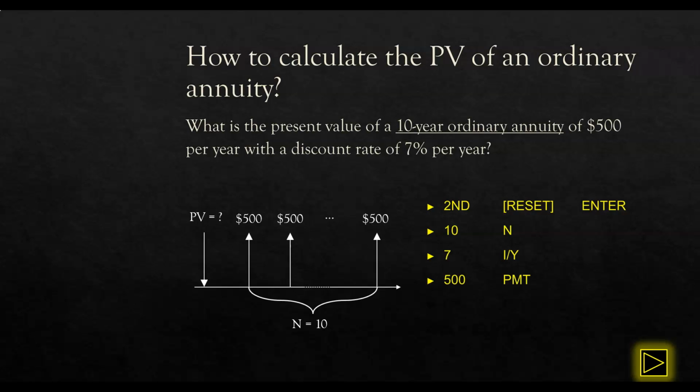And then you put in 500 as your PMT. PMT is what the financial calculator uses to capture reoccurring payments. In this case, because we're dealing with an annuity, the $500 does reoccur 10 times. So any number that you put in as PMT, the calculator assumes that this number is going to reoccur N times. That's precisely what we want for this example, because the $500 payment is reoccurring 10 times. And then we can go ahead and calculate the present value.